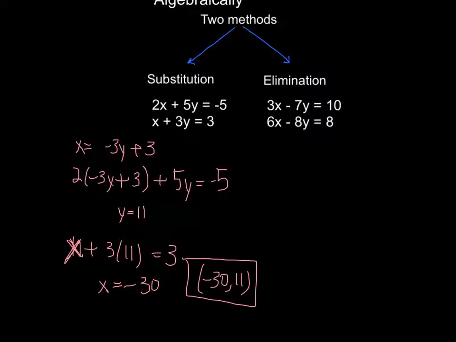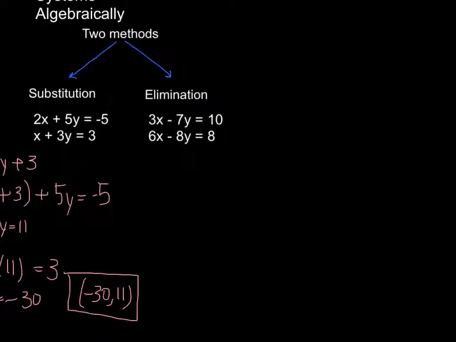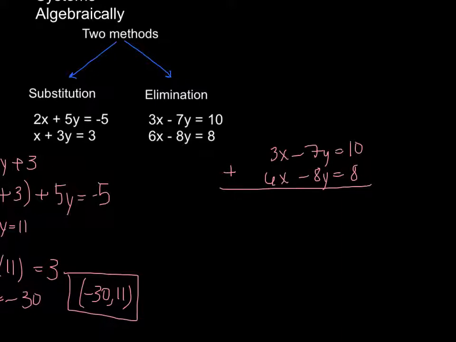Next, we're going to solve by elimination. So we have 3x minus 7y equals 10, and 6x minus 8y equals 8 for our system. We're going to eliminate one of these variables. So we will set this up. We're going to write them one on top of the other like they are shown here: 6x minus 8y equals 8. We want to eliminate one variable by setting this up as an addition problem. If you remember the property of plus 1 and minus 1 giving 0, that's how we're going to eliminate.